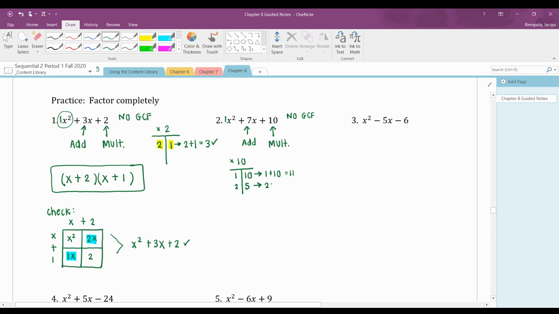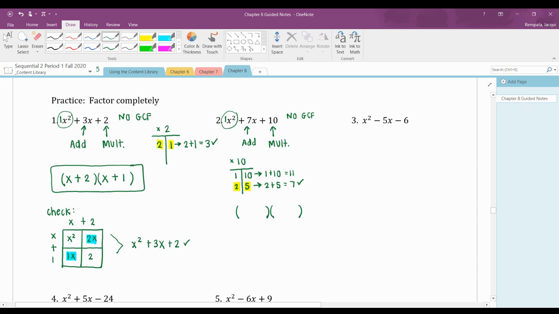So if I add those numbers, 2 plus 5, notice that this time it gives me the number that I'm looking for in the middle. So it looks like 2 and 5 are going to be the numbers that we're going to be putting into our answers. My answer is going to be a multiplication problem.